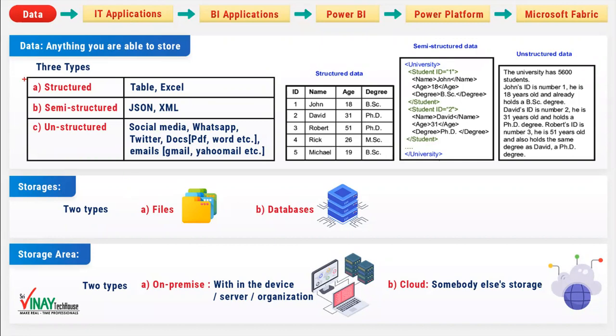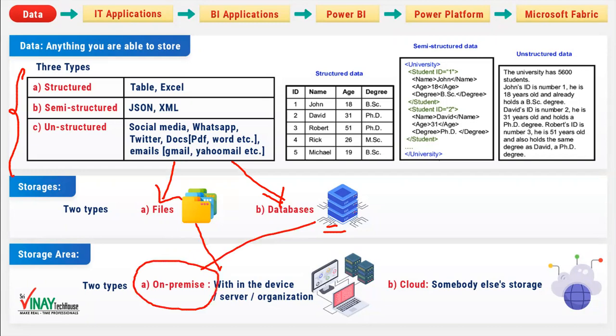Next, this data. Companies maintain it in two places. One is file format. Even we maintain data in file format. The second way is database table format. So at the IT level, there are two formats of data, file and database. And we keep this data in two places.